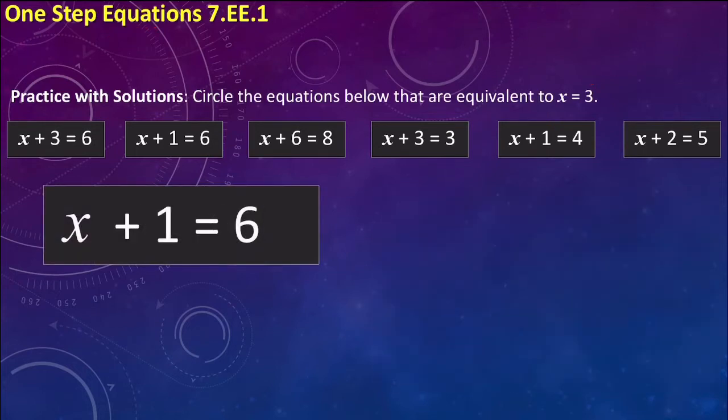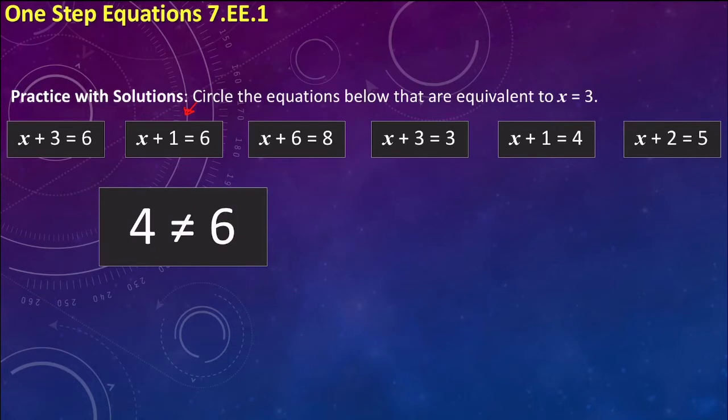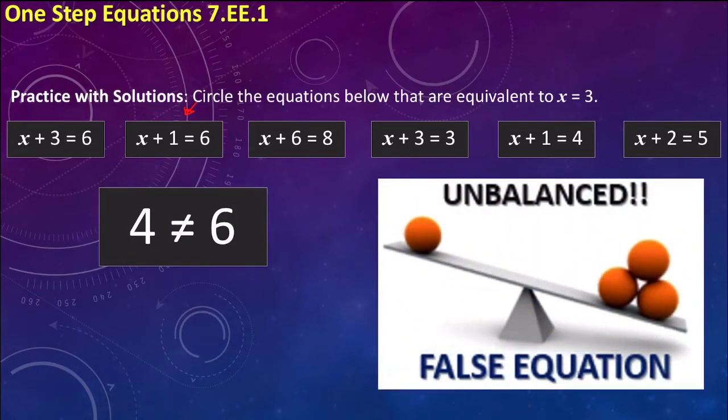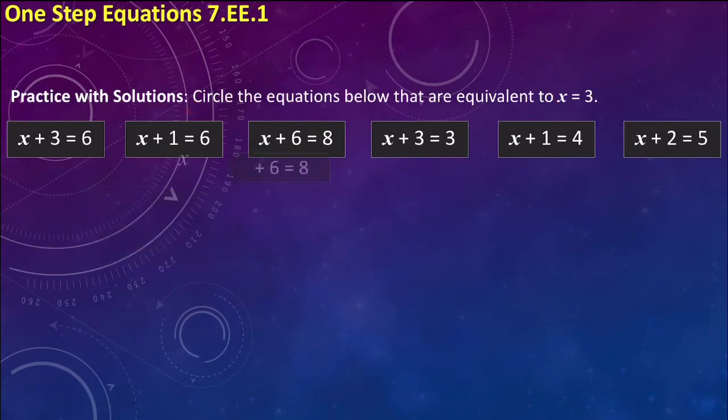Now in the next example here, we're going to look at the second one. We've got x plus 1 equals 6. Now, is that true when x is equal to 3? Let's put it in there and see what happens. So when you replace x with 3, you get 3 plus 1. Now, 3 plus 1 is 4. And 4 definitely does not equal 6. All right, so that would be an unbalanced or false equation. You couldn't call that an equation that's equivalent to x equals 3.